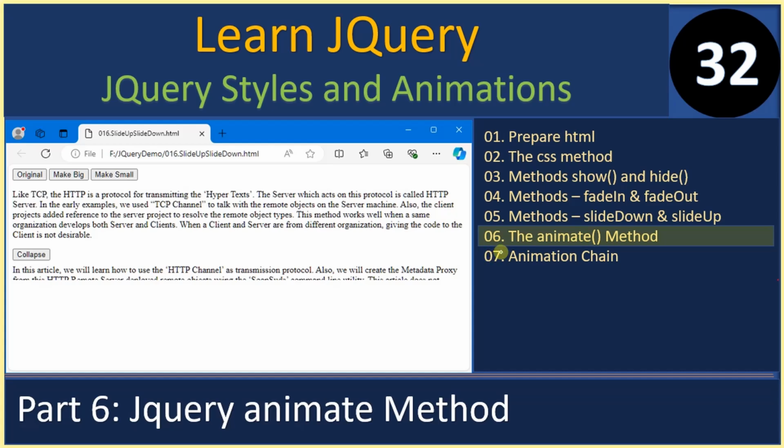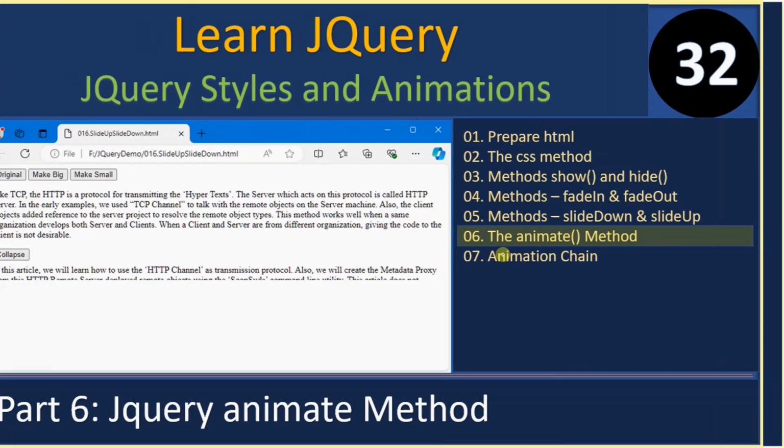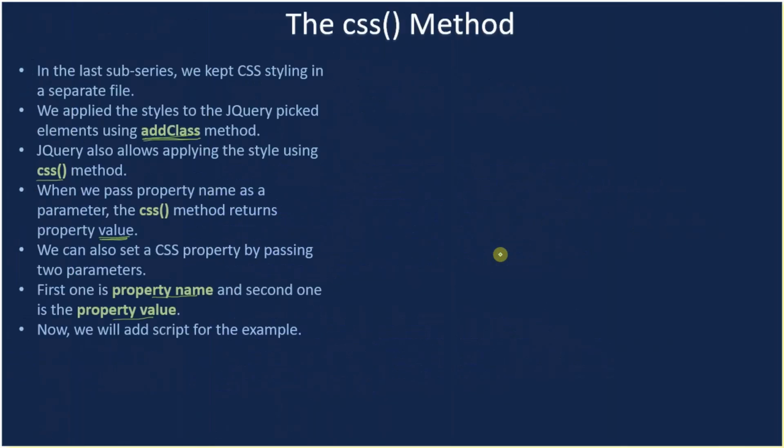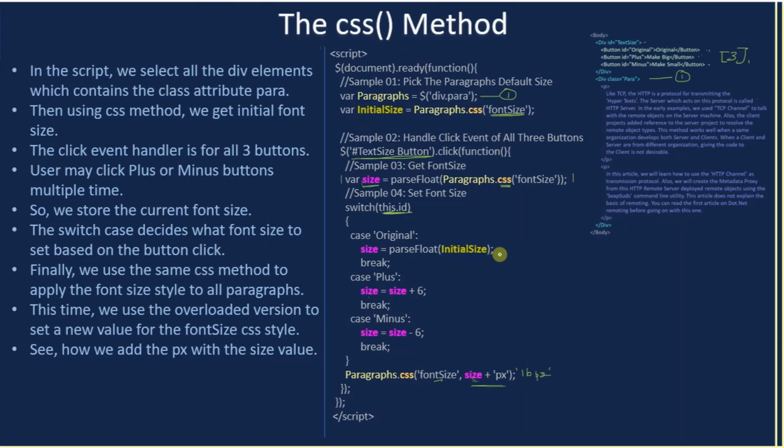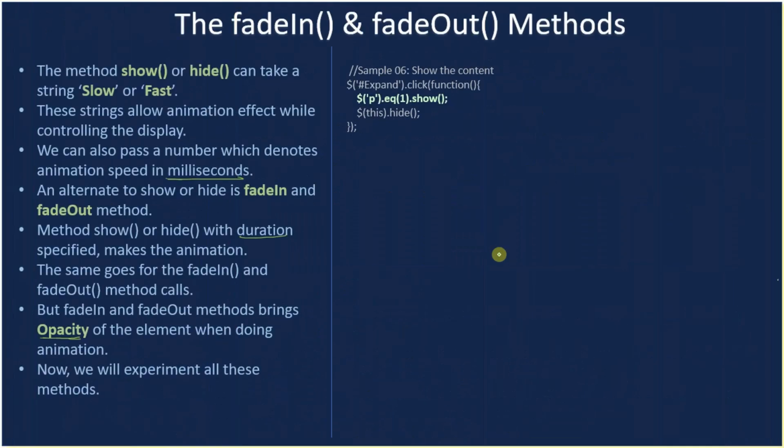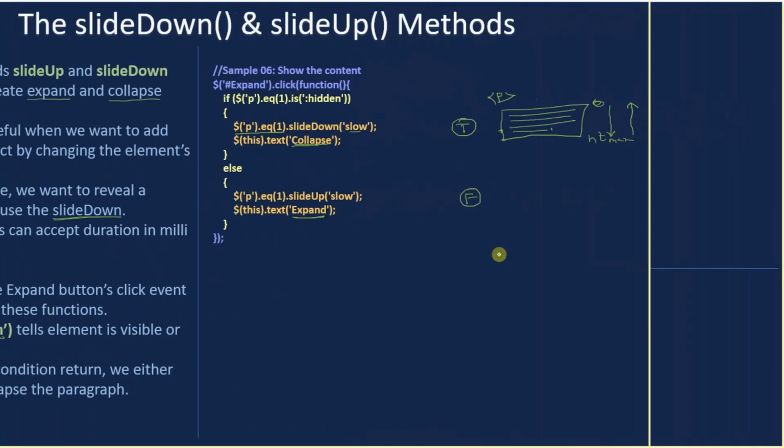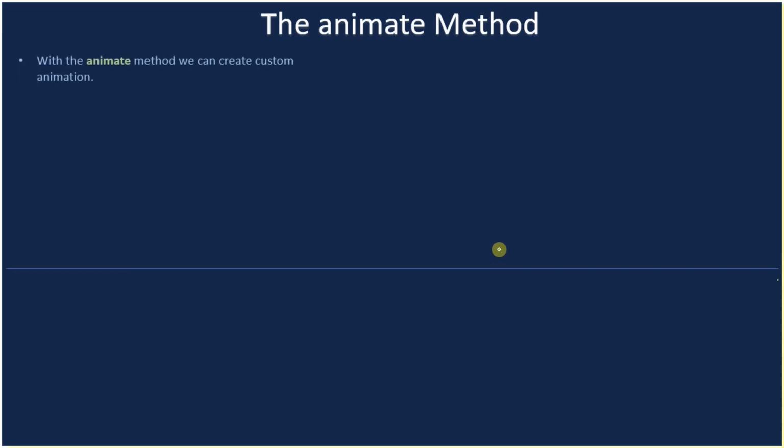So here in this video we will look at the jQuery function animate. The animate method is useful to perform parallel or sequential animations. Now let's proceed with this example. With the animate method, we can create custom animation.